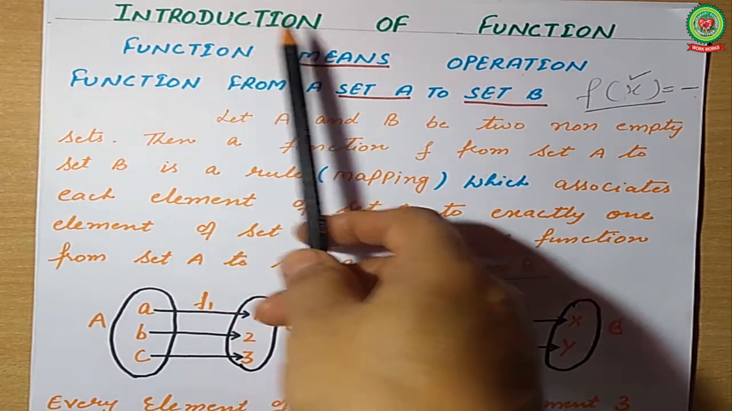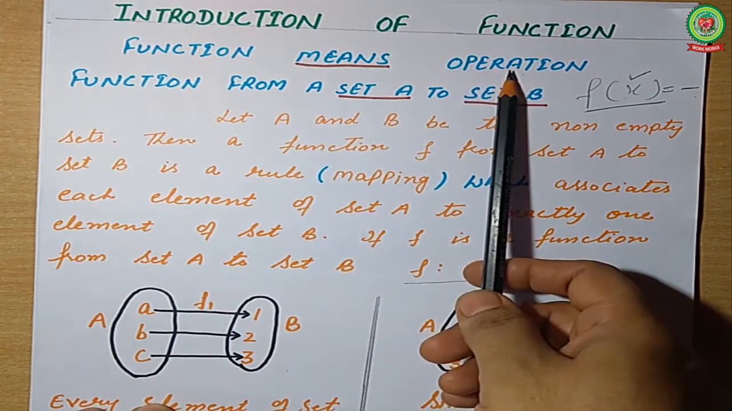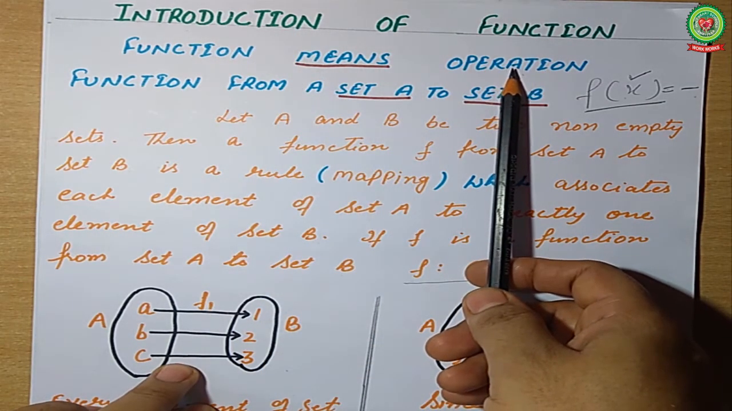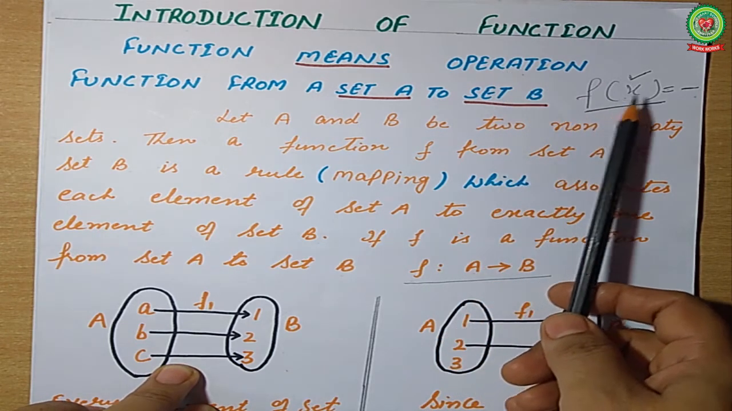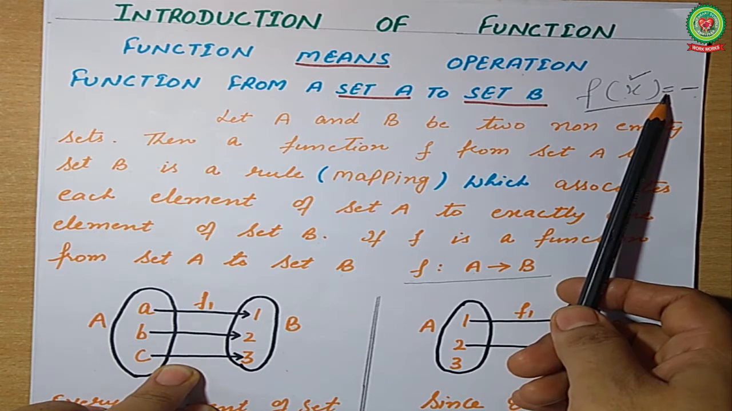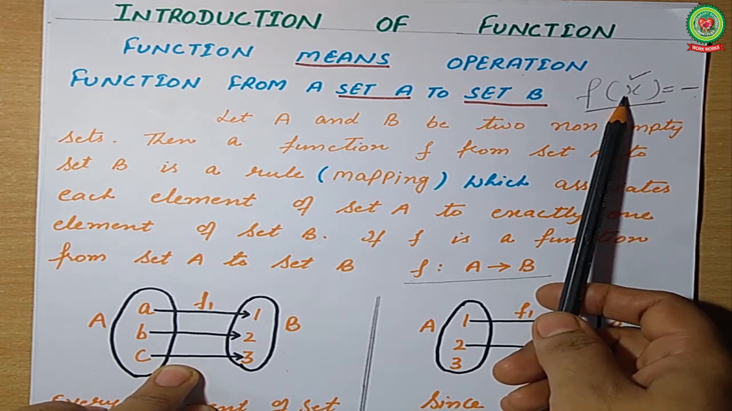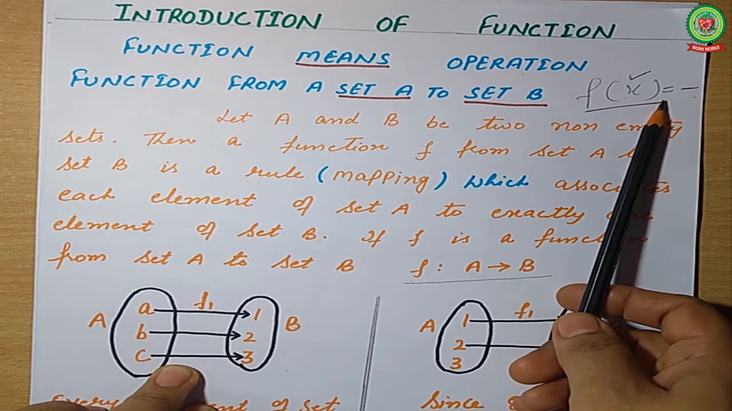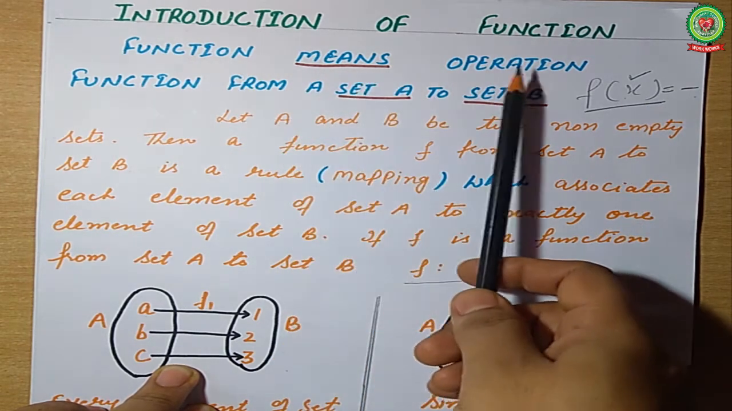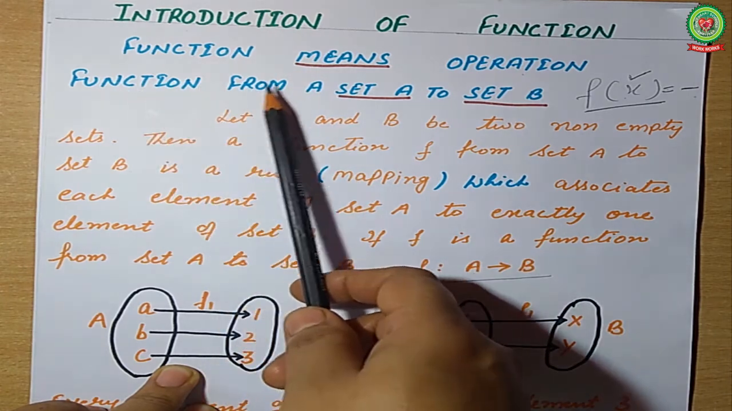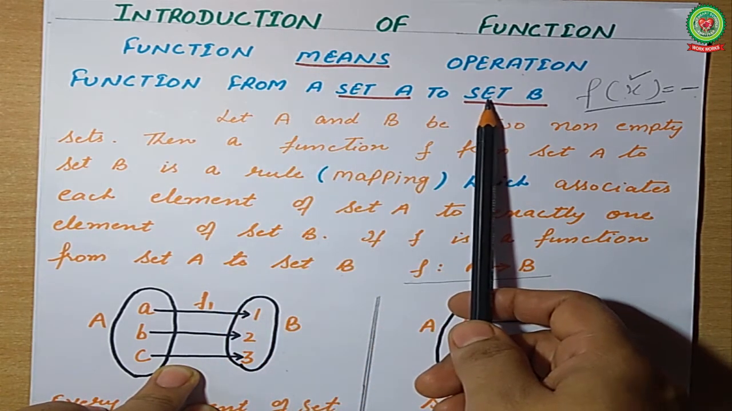Now, meaning of the function. Function means operation. As we have already learned in our junior classes, f(x) is equal to some value is given to you. When you put the value of x there, you have some result. That is the meaning of the operation. So function means operation. Functions from a set A to set B.